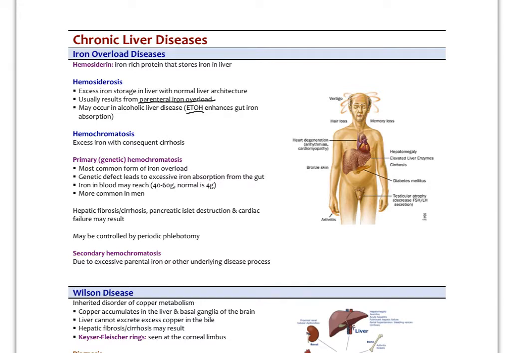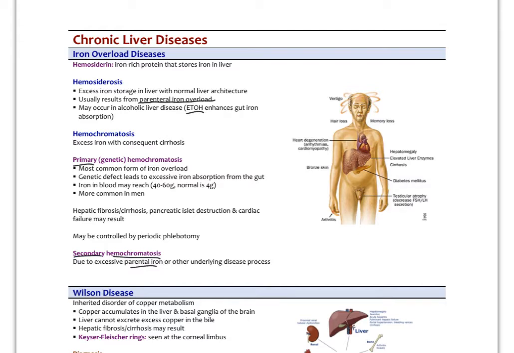Hemochromatosis is another condition where you get excess iron with consequent cirrhosis, unfortunately. So hemosiderosis is more benign. Hemochromatosis is when we get potential for cirrhosis. And there are two different forms of that. I'll start with the second one here. That's secondary hemochromatosis, and that's usually due to excess iron intake or anything that's going to increase iron absorption or lack of elimination. So that's typically going to be done by people who are overtaking iron, maybe for anemia, something like that. It's the primary or genetic hemochromatosis that can be a real concern here.